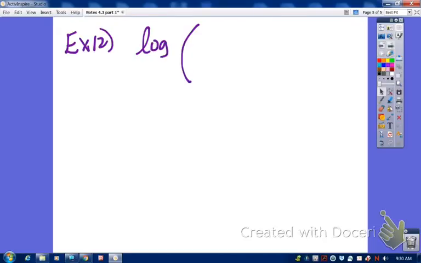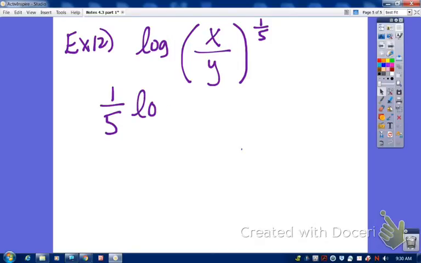Okay, so this is when I'm going to have a big parentheses, and on the outside of that parentheses, I'm going to have a 1/5. This is the first time where I've had the quotient or the product where all of it was being raised to a power. So I want to show you what happens here. The power you're going to do first because the power is applied to the x divided by the y. So you're going to bring your power out in front and you're going to multiply it times your log.